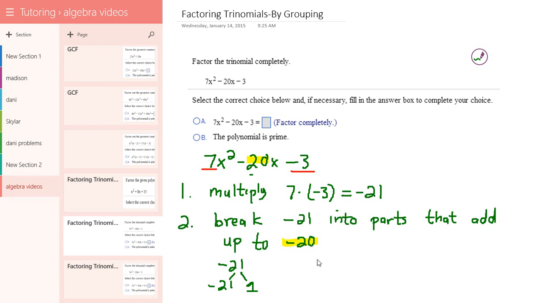Right? So that's what we're doing. We need to find the factors of negative 21 that add up to negative 20. For instance, negative 21 is also made up of negative 7 and 3, but these two do not add up to negative 20 when you add them. When you add negative 21 and 1, that adds up to negative 20. All right.